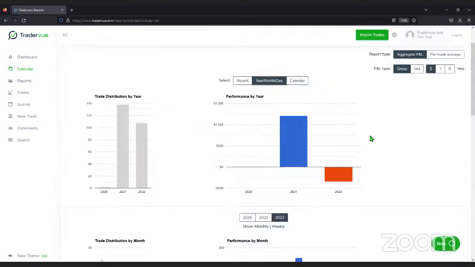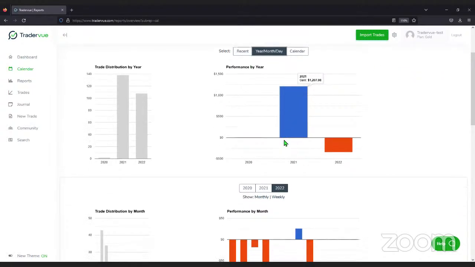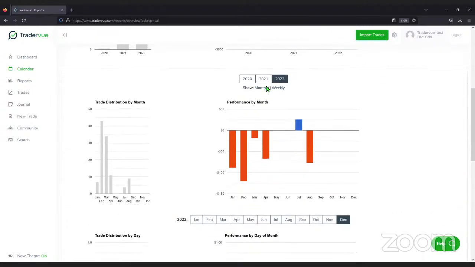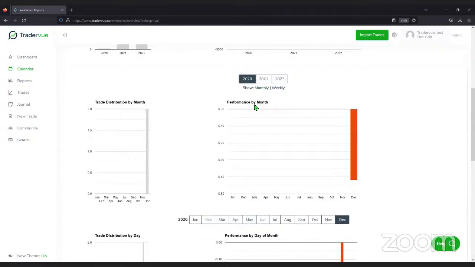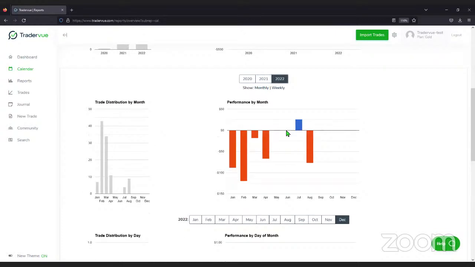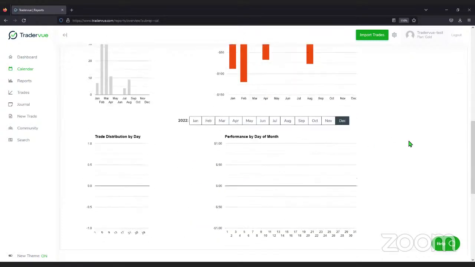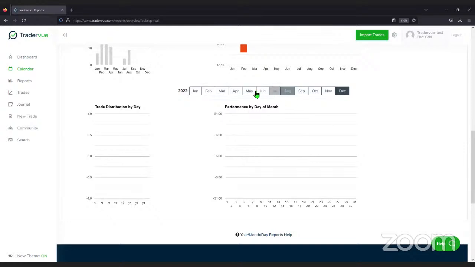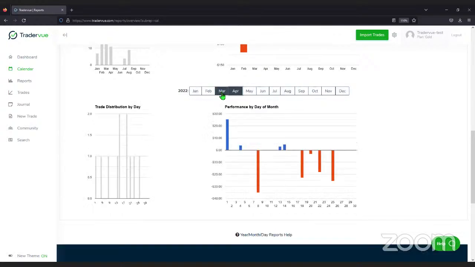If you wanted to take a deeper look at this, you can see year, month, day, which can tell you performance by year. It can also tell you performance by month here, 2020, 2021, 2022. And then you also have performance by day of the month, I'm sorry.